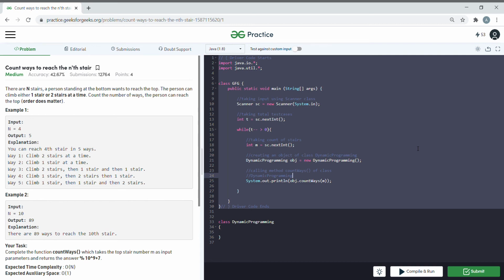Hello everyone. Today we'll look into a staircase problem question. Today we'll solve it in the practice of Geeks for Geeks portal, where we'll have to count the number of ways to reach the nth staircase. This question is most commonly called the staircase problem.